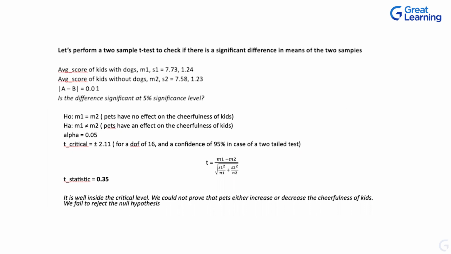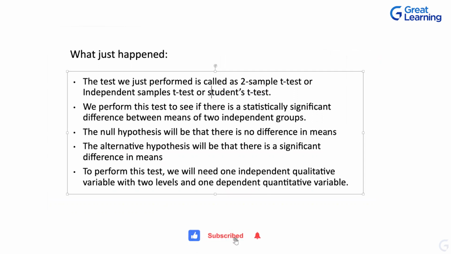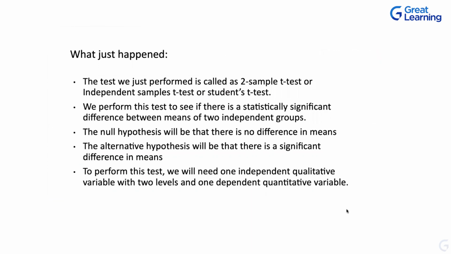This is how you go ahead with a T test with two samples, which is mostly the scenario that we apply. So this is the explanation of the same thing. The test we just performed is called a two sample t-test, independent samples t-test, or Student's t-test. These are called Student's tables. We perform this test to see if there is a statistically significant difference between the means of two groups. The null hypothesis is that there is no difference. The alternative hypothesis is that there is a significant difference. To perform this test, we need one independent qualitative variable with two levels and one dependent quantitative variable. That's what we have seen: cheerfulness is the qualitative variable and the quantitative variable is the scores.